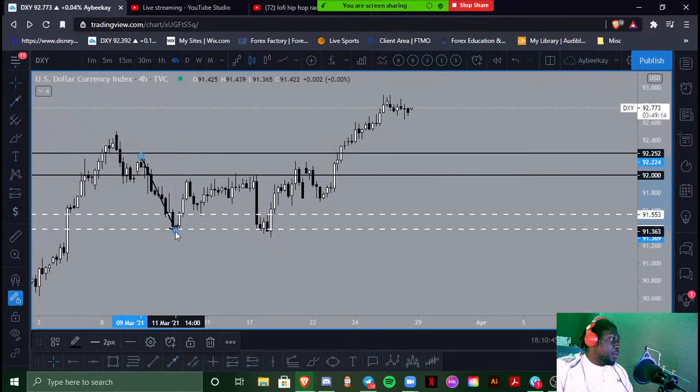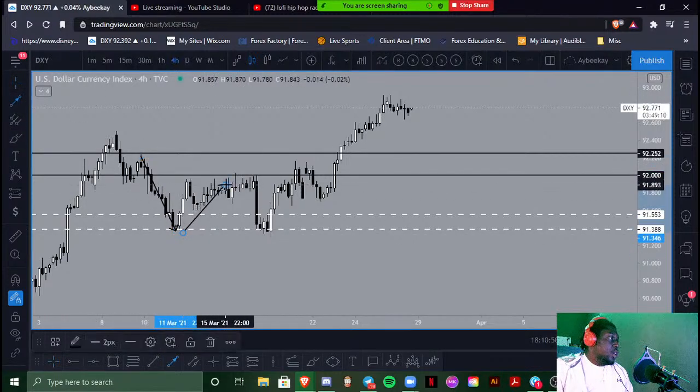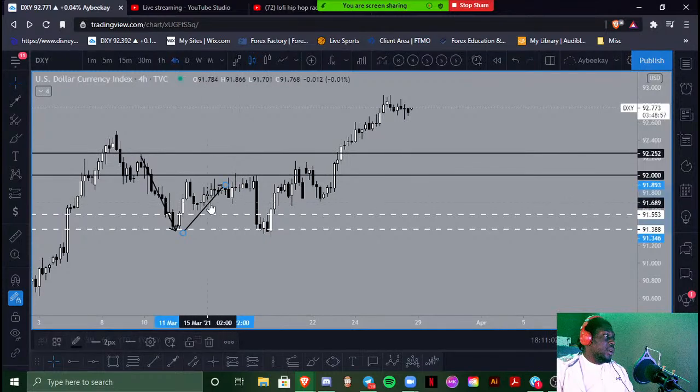Then the push to the upside, retest of the neckline, continuation. That was actually pretty nice how that played out. But I'm going to get rid of all that.